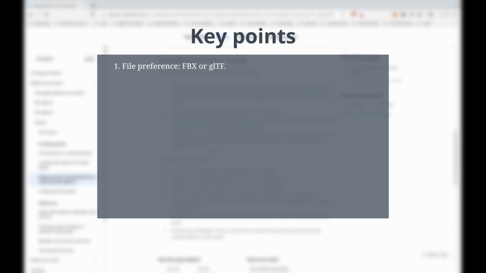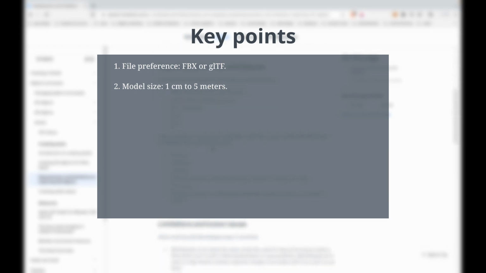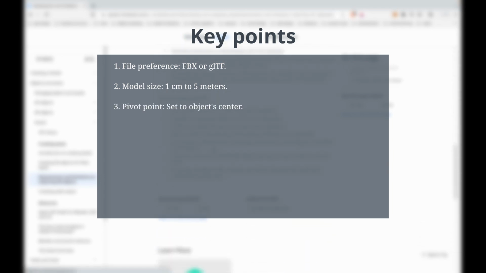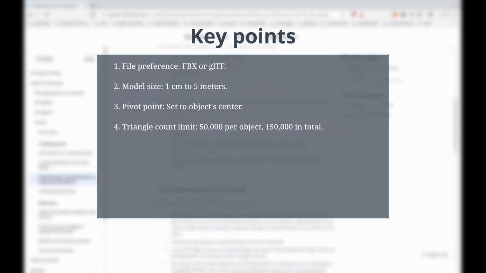It's better to use FBX or GLTF files. Get the right scale in meters. Make sure your models aren't smaller than 1 cm or larger than 5 meters. Set the object's origin point to the center of its geometry. Keep the total triangle count per object below 50,000, and for all objects combined, make sure it's under 150,000.